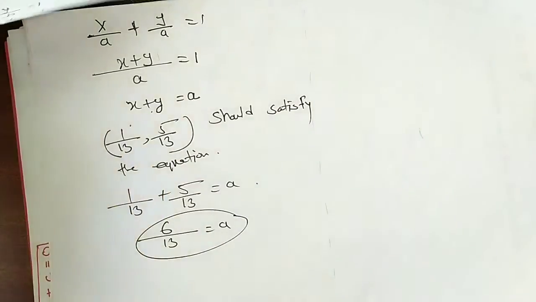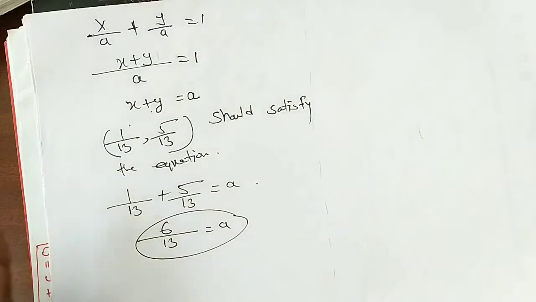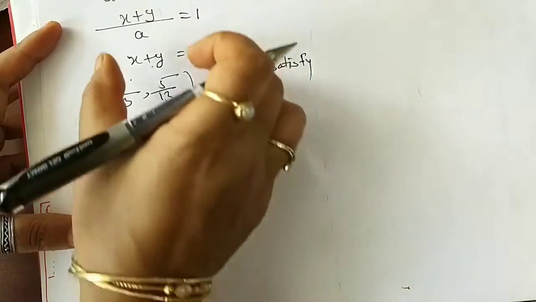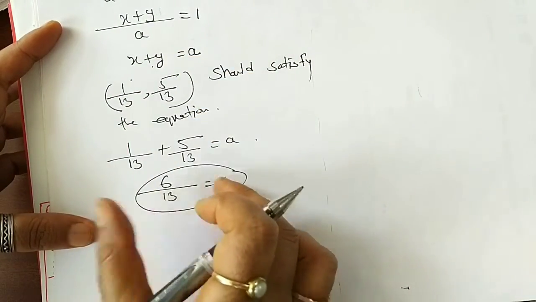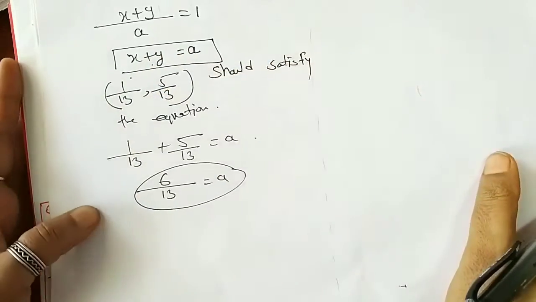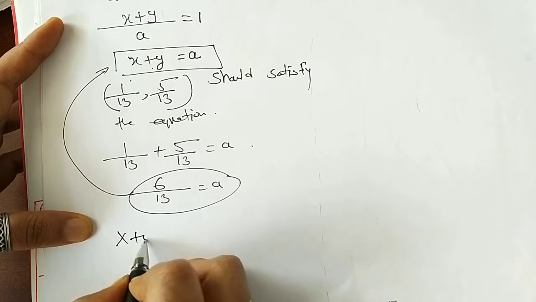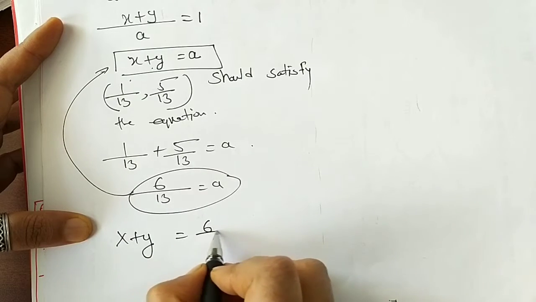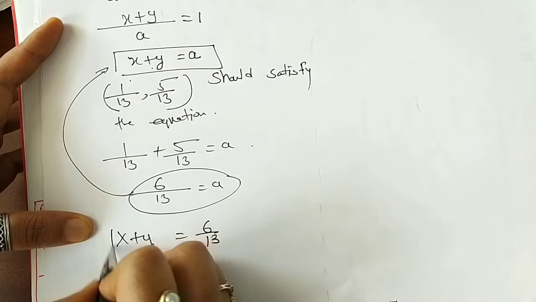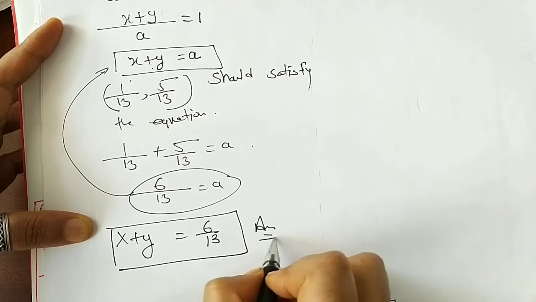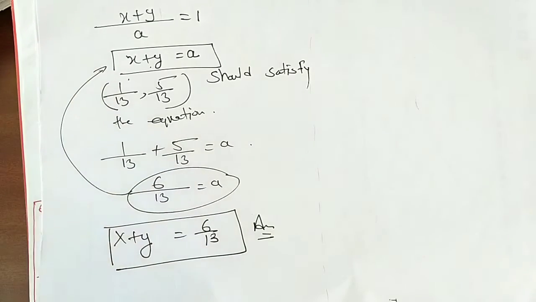So I got the value of a, guys. I can easily use it to get the equation because I got a. This was my equation, only a was unknown. So I am going to put it here. So x plus y is equal to 6 by 13. This is my answer. I hope you got it, guys.